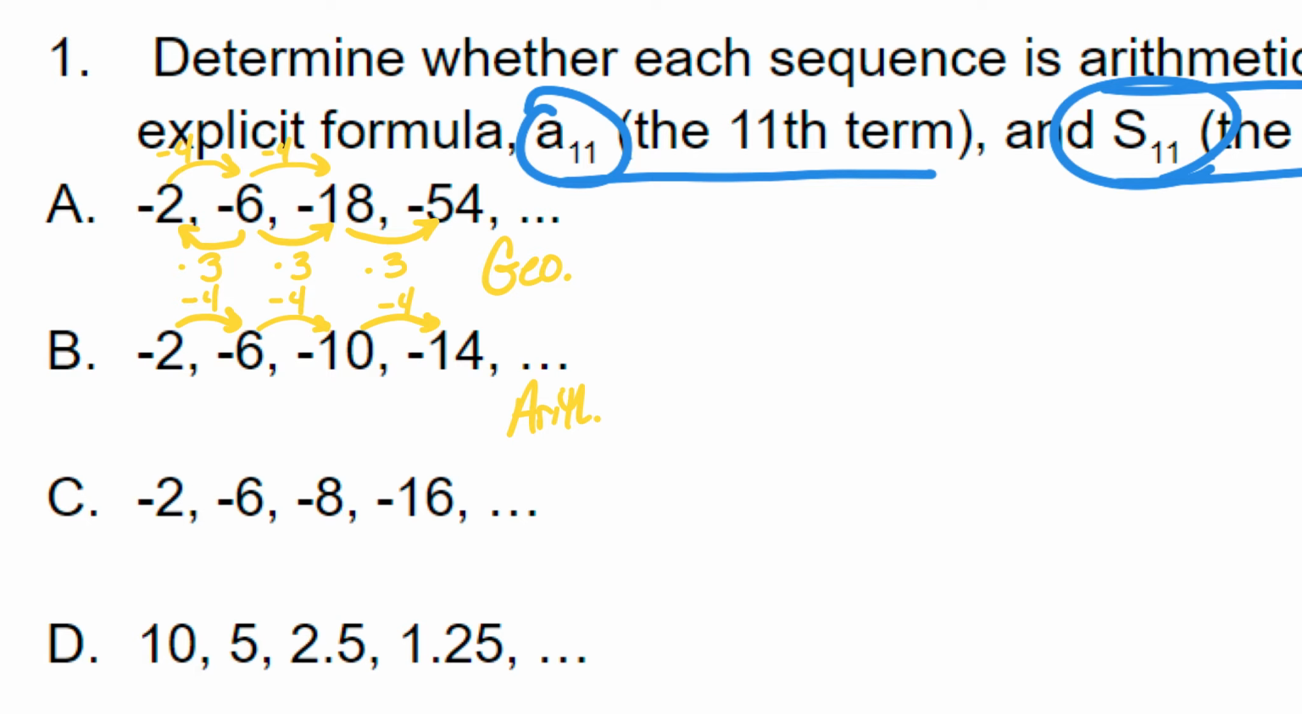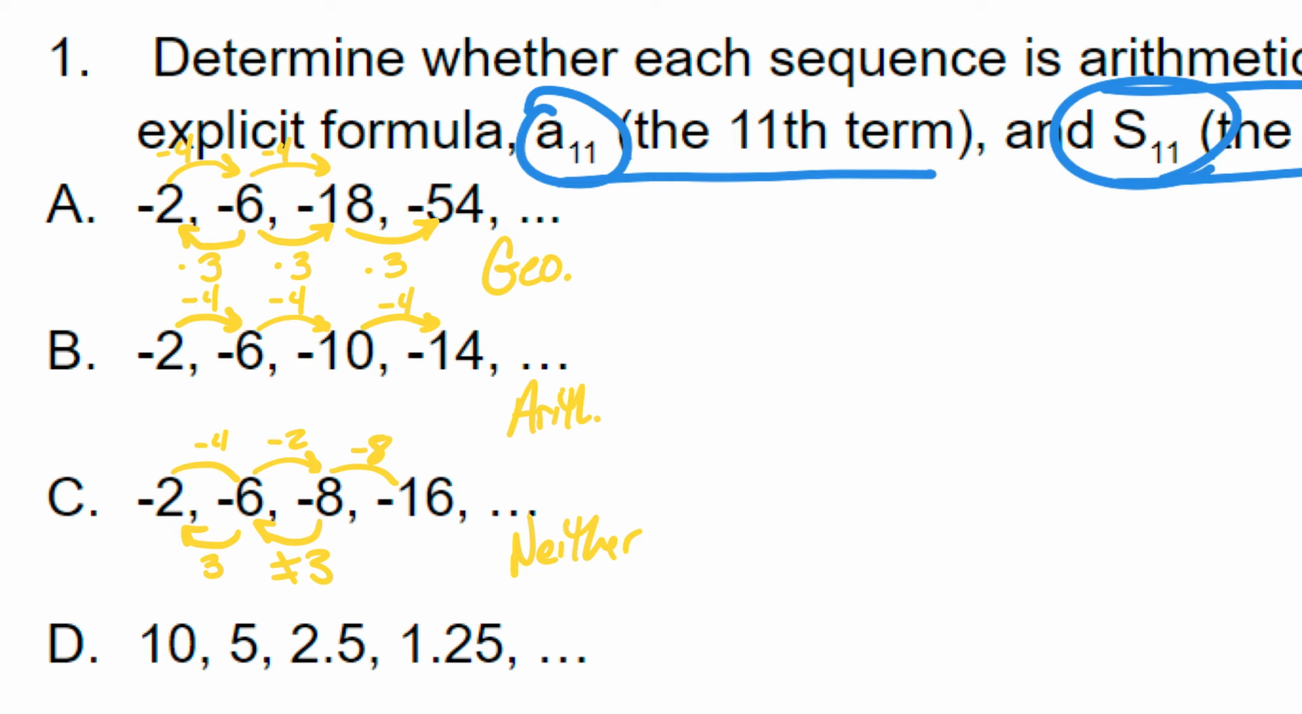Moving to the next one, we see this would be a subtraction of 4, and then a subtraction of 2, and then a subtraction of 8. We didn't even have to check the third one because as soon as it fails, it fails. All right, so this is not an arithmetic, so we're going to see if it's a geometric. 6 divided by 2 is 3, and 8 divided by 6 is not 3. That's all that matters. So this is neither. This is neither arithmetic or geometric.